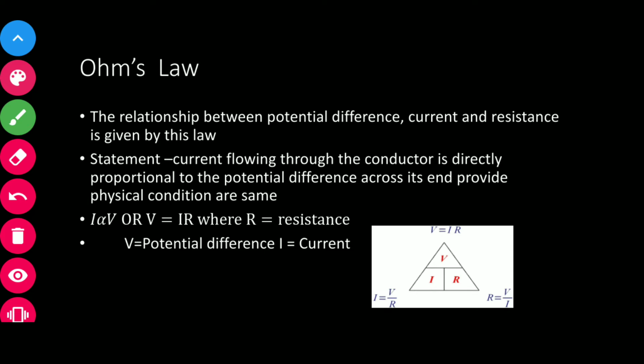Now we will discuss Ohm's law. Ohm's law gives us the relationship between potential difference, current, and resistance. The statement of this law is: the current flowing through a conductor is directly proportional to the potential difference across it, provided physical conditions are the same. I proportional to V, or V equals IR, where R is resistance, V is potential difference, and I is current. See the diagram here.